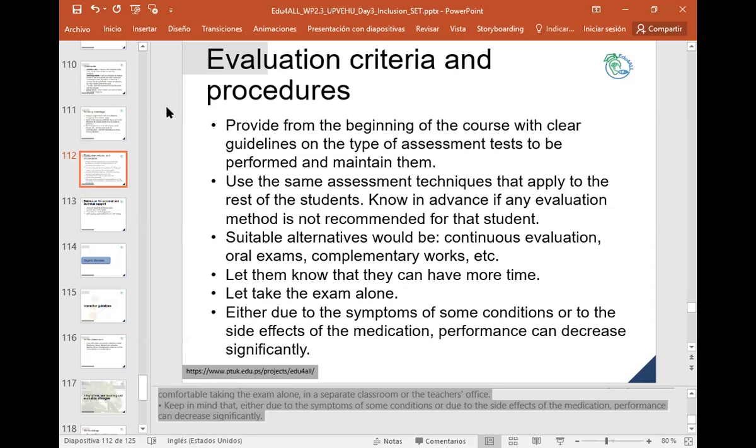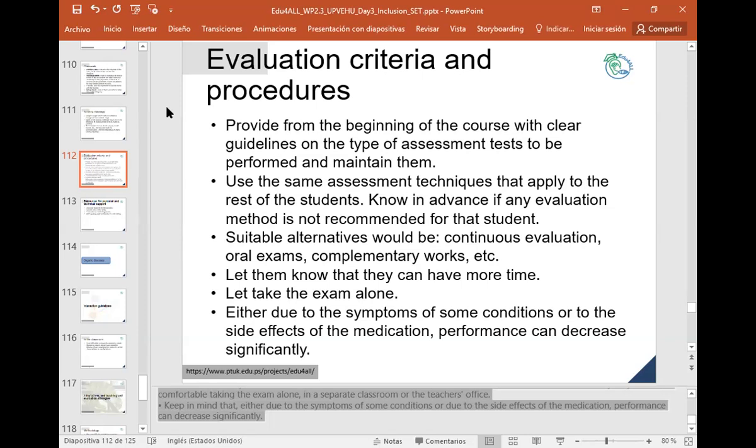Given the possibility that they can feel blocked in stressful situations, it will be convenient to let them know that they can have more time to take the test, both written and oral. In case of crisis during an exam, allow them to leave the classroom or take a break. Some students may show excessive anxiety in oral exams, so it would be advisable to provide them with an alternative.